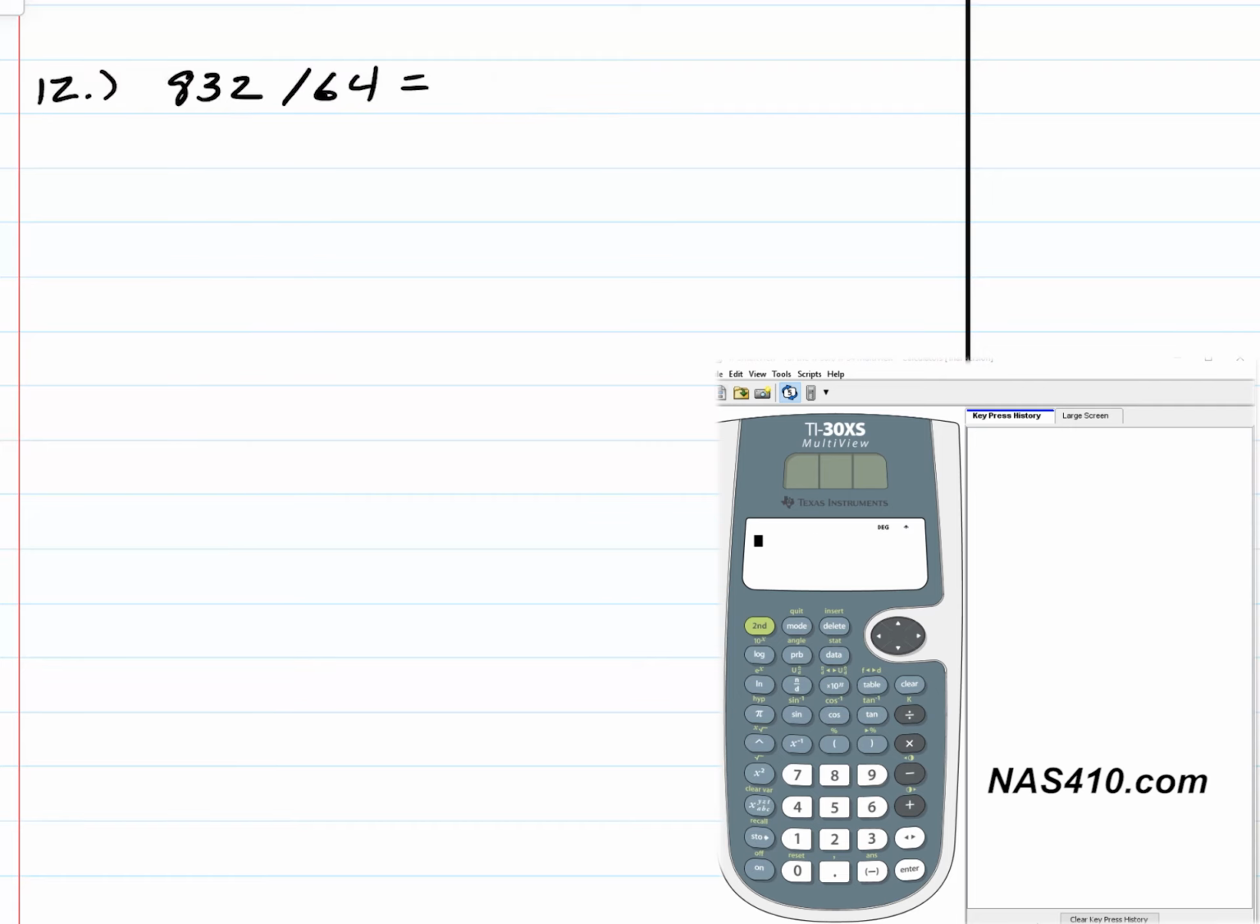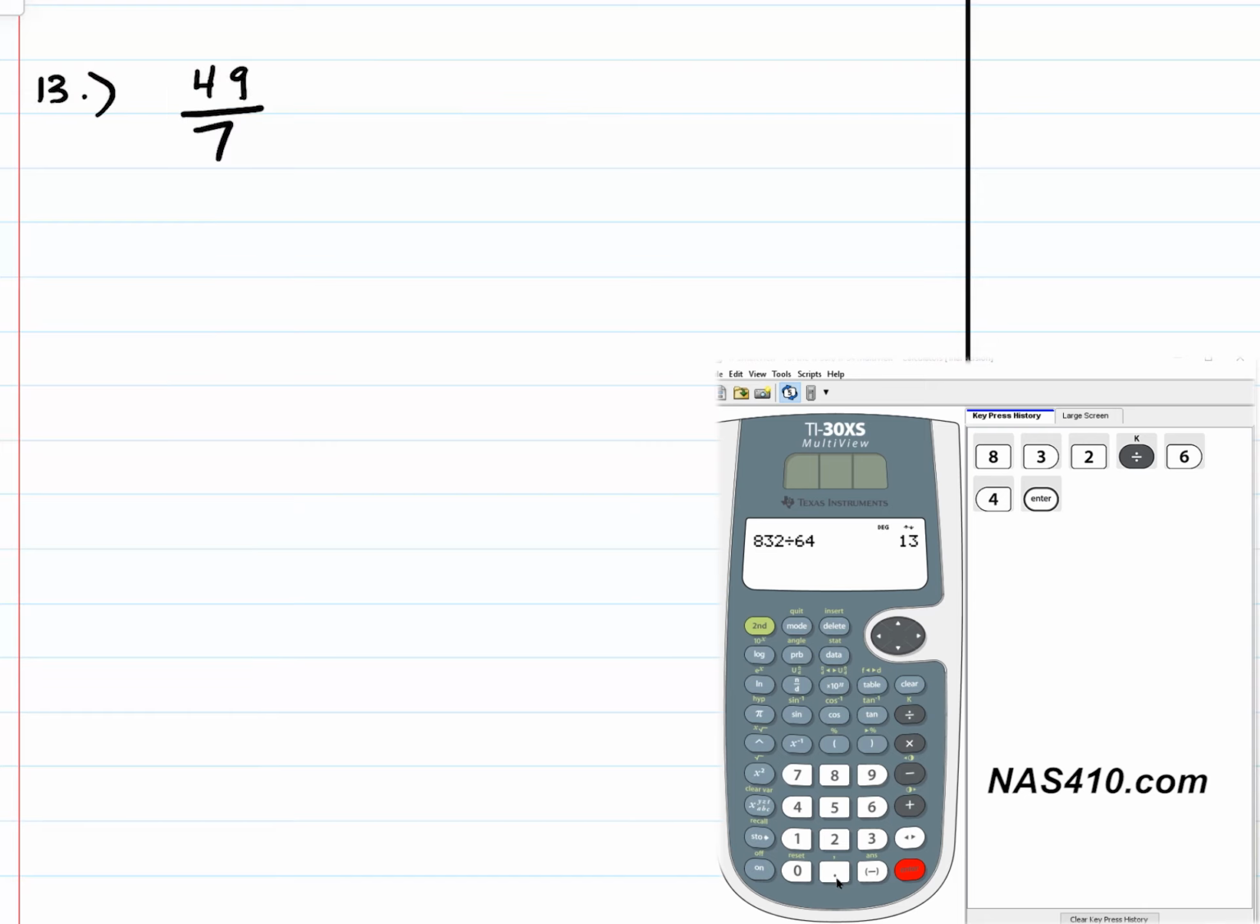Okay, number 12, 832 divided by 64. Again, this is just division. I just wrote it a different way. I want to make sure you understand all the different ways it can be written. So I have 832 divided by 64. Hit enter, and the answer is 13.